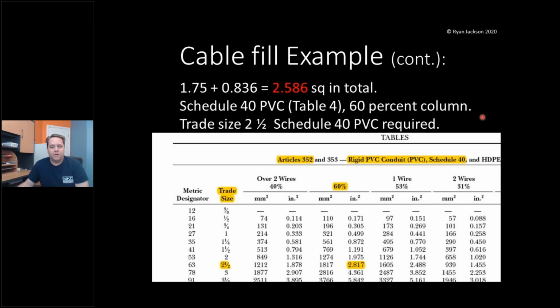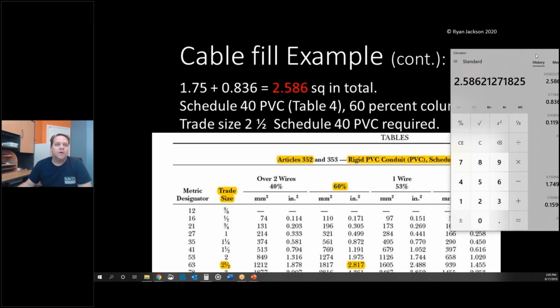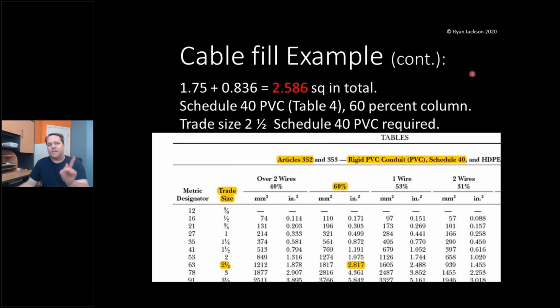We're going to add the two together. So 1.75 plus our 0.836 is essentially 2.586, and we're going to round it at that point. So we need a conduit at 60% that can accommodate 2.586 inches.